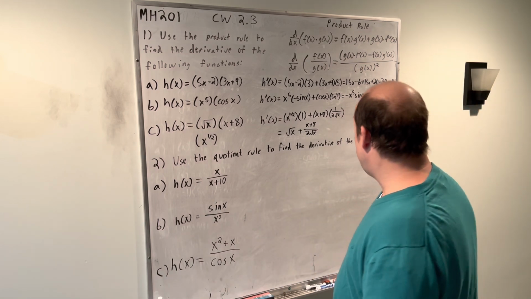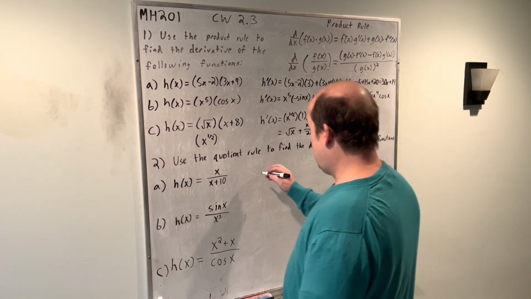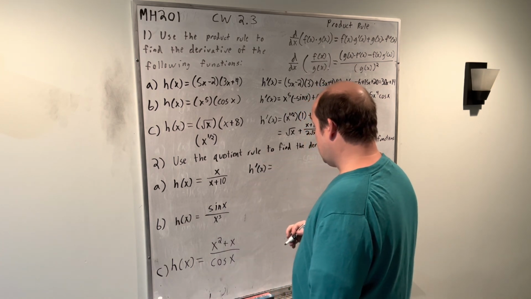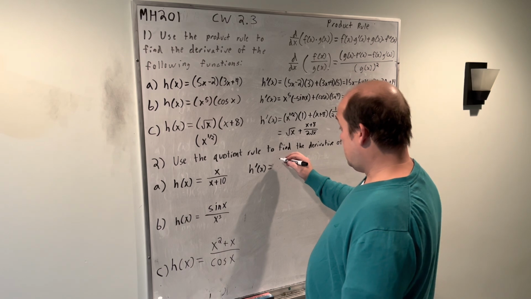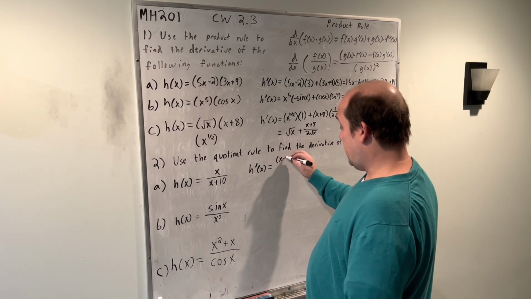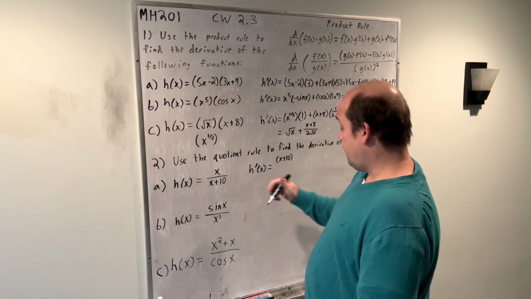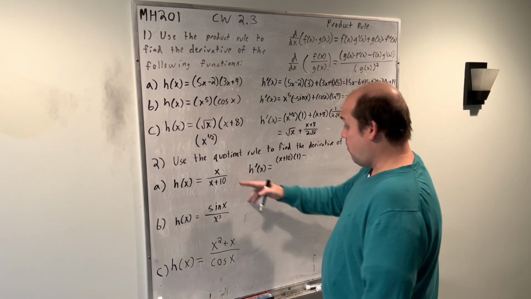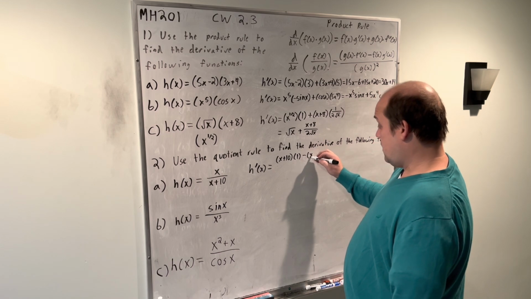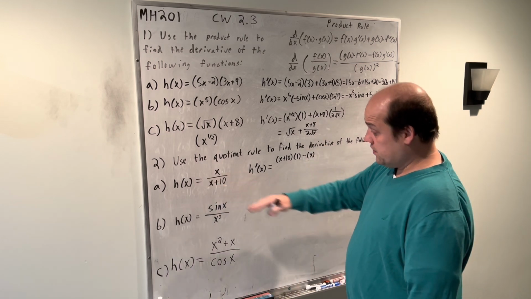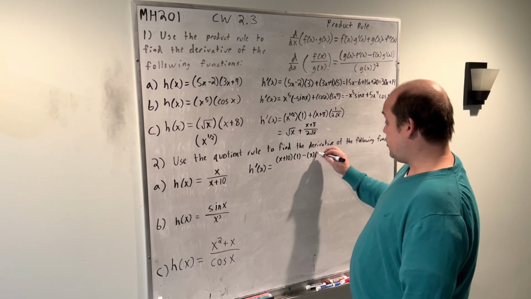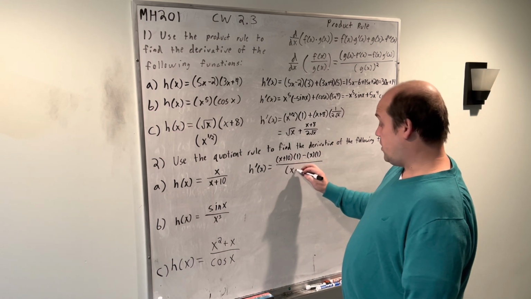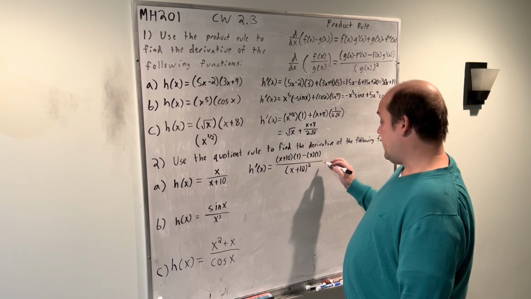We're going to use the quotient rule when we find these derivatives. So again, I do it as h prime of x equals low d high. Low is x plus 10. D high is the derivative of x, which is just 1, minus high d low. High is this x. D low is the derivative of this whole bottom. The derivative of x plus 10 is just 1. All over low low. So it's just going to be x plus 10 quantity squared.